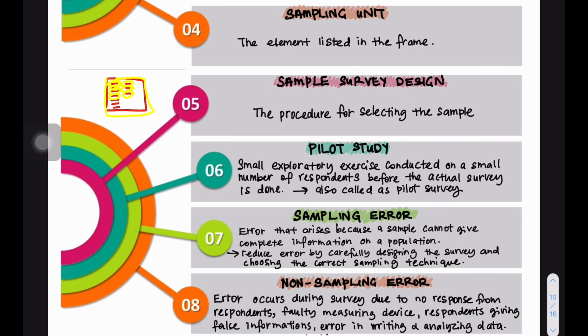Okay, and then it can help us to reveal deficiencies in the sampling frame and in the sample design. Maksudnya kita dah ada sampling frame, kita dah ada sample design, maksudnya apa procedure kita nak select sample. So by using pilot study kita boleh reveal the deficiencies of that particular design and also the sample frame.